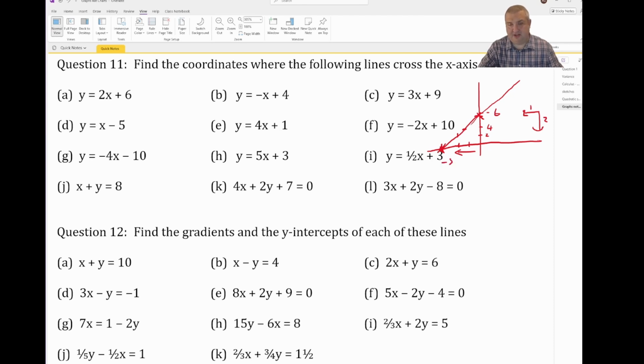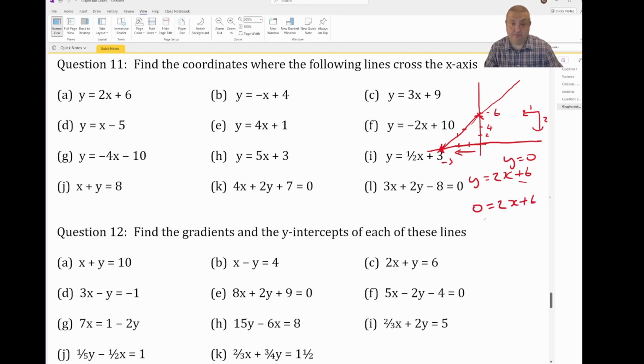So without drawing it each time, how are we going to work that out? Well, actually, what we're looking for in this equation is when y equals 0, because that's when it crosses the x-axis. What conditions would make y equal to 0 here? You've got to have something multiplied by 2 plus 6 that equals 0. Well, let's make that the case. 0 equals 2x plus 6.